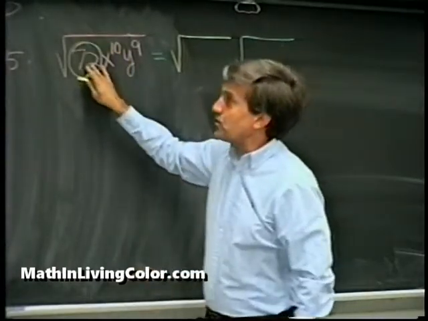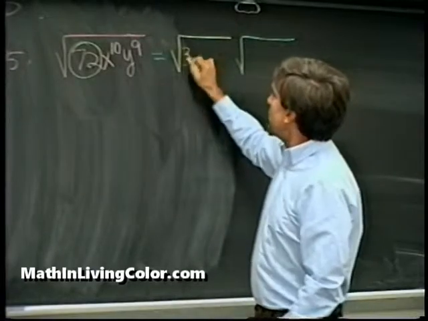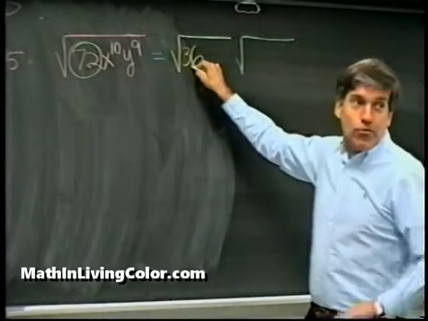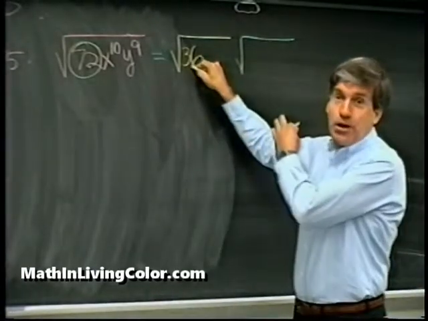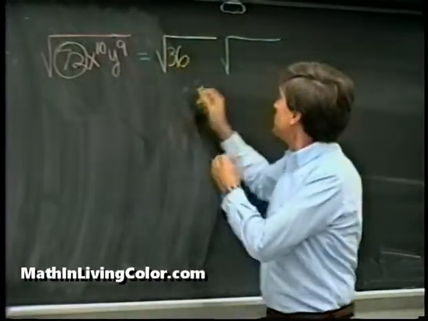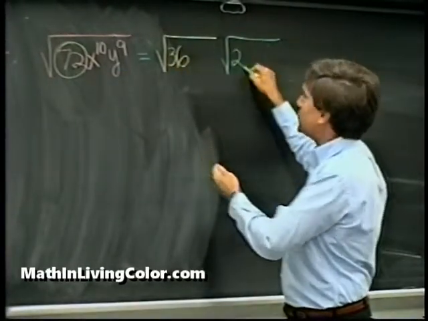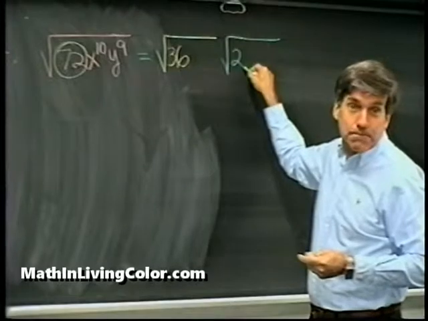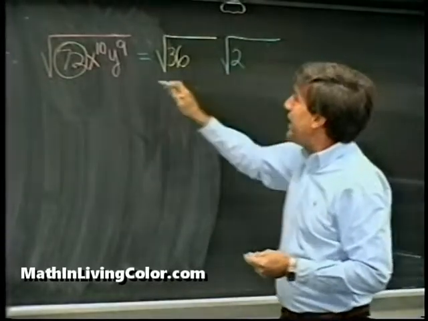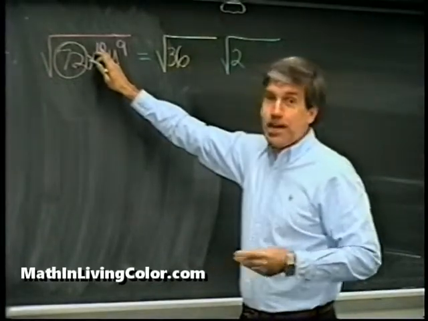72. What perfect square? 36 goes up front. And what would be the leftover part? 2. So we're going to put 2 in storage. Okay? And now, x to the 10th. Is that a perfect square?